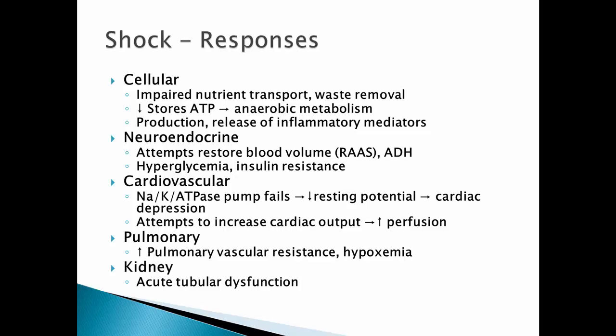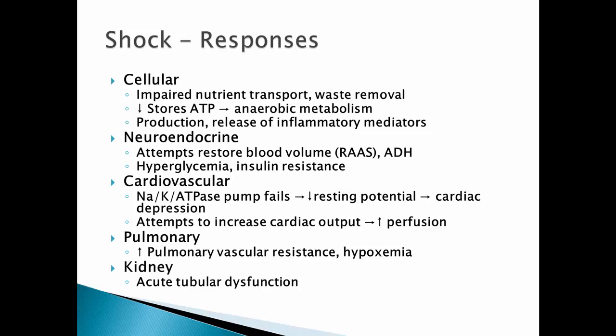In the neuroendocrine system, we know that there's going to be an attempt to restore blood volume, because remember, we talked about a decrease in the effective circulating volume as being an overall defining characteristic of the shock syndromes. So in an attempt to restore that blood volume, we're going to stimulate the renin-angiotensin-aldosterone system, as well as stimulate the secretion of antidiuretic hormone. In addition, we will see hyperglycemia and peripheral insulin resistance to support that glucose level.